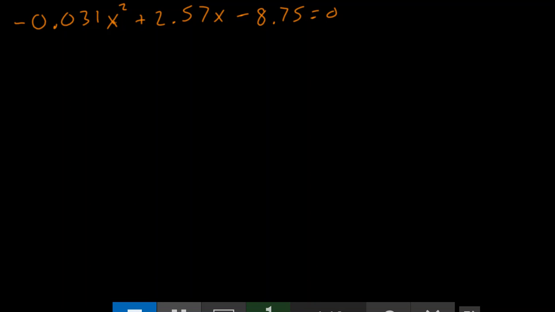Okay, so I've written this out, and you'll notice that this is a very, very nasty looking quadratic function. However, fear not. Whenever we have a terrible looking quadratic function, we actually want to use the quadratic formula. So let's just start by labeling this as A, B, and C.